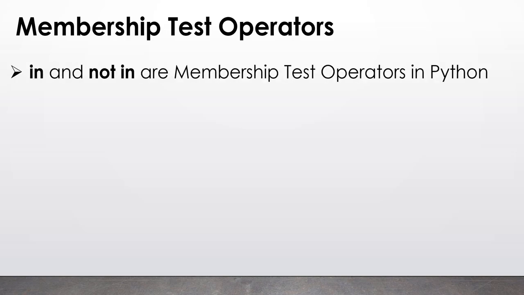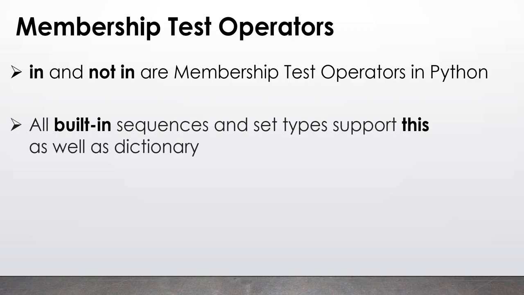Basically, in and not in are the two membership test operators in Python, about which we have seen in, and in some time we are going to see not in. Second, all built-in sequences and set types support this, as well as dictionary. Built-in sequences like the string, the example that we have seen right now, make use of string. Such operators can be used along with string, along with set types, as well as with dictionary. The set types and dictionary concepts we will see along the course, but right now just remember that we have used it with strings.